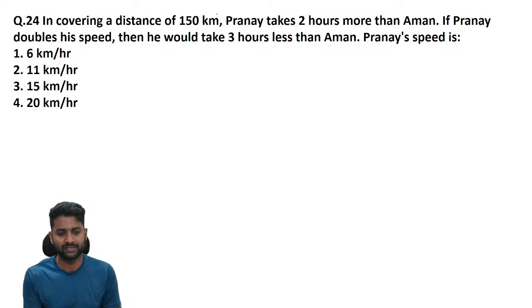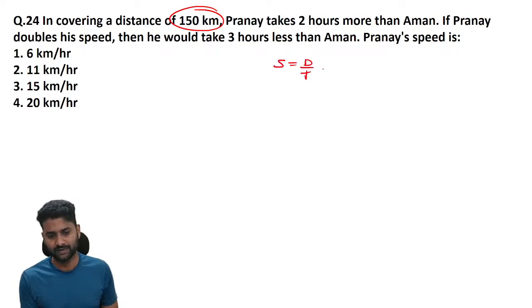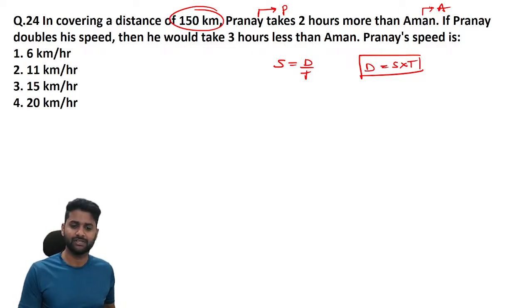Now see, in covering a distance of 150 kilometers, Pranay takes 2 hours more than Aman. If Pranay doubles the speed, then he would take 3 hours less than Aman. So if you observe, in both pieces of information, distance is common. Speed is equal to distance by time, then distance is equal to speed into time. Clear? Now see, let us take that speed of Pranay is P and Aman is A. Initially, it takes how much time? 2 hours more. So Aman takes T, then Pranay takes T plus 2. Clear?